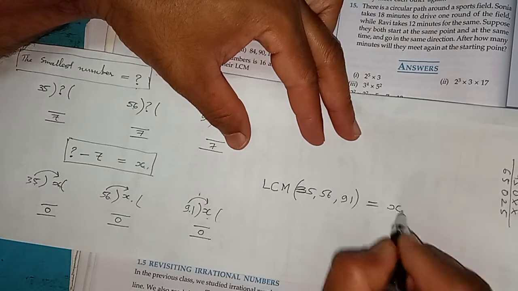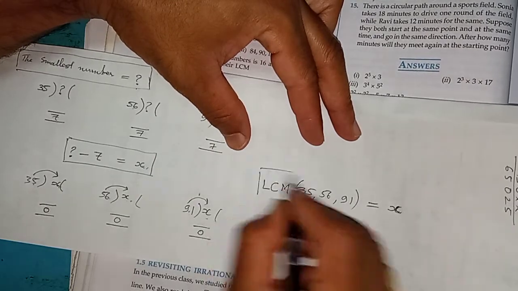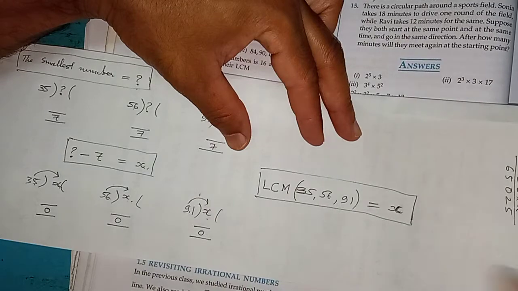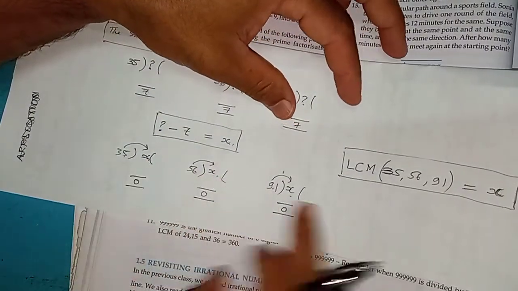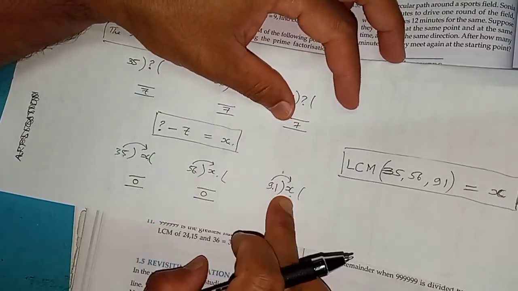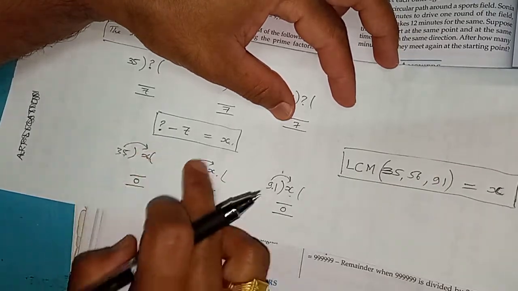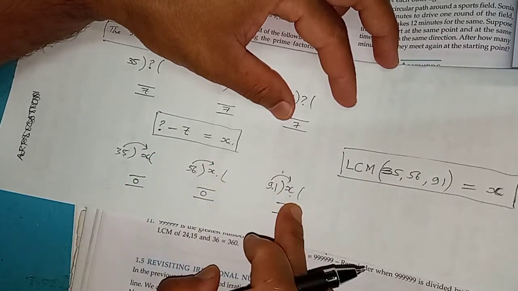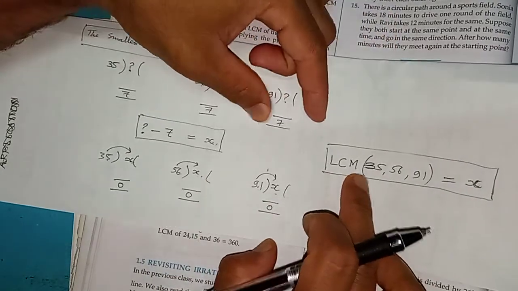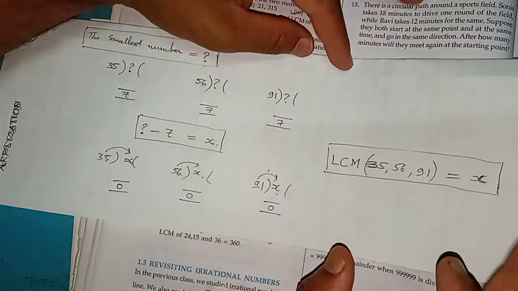That LCM is your x. Understood? Because lowest common multiple: it should be the smallest number, it should be common, and it should be a multiple. Multiple means this x should come in the table of 35, 56, and 91 also, so it should be a multiple. Lowest common multiple, LCM. So see the working plan.